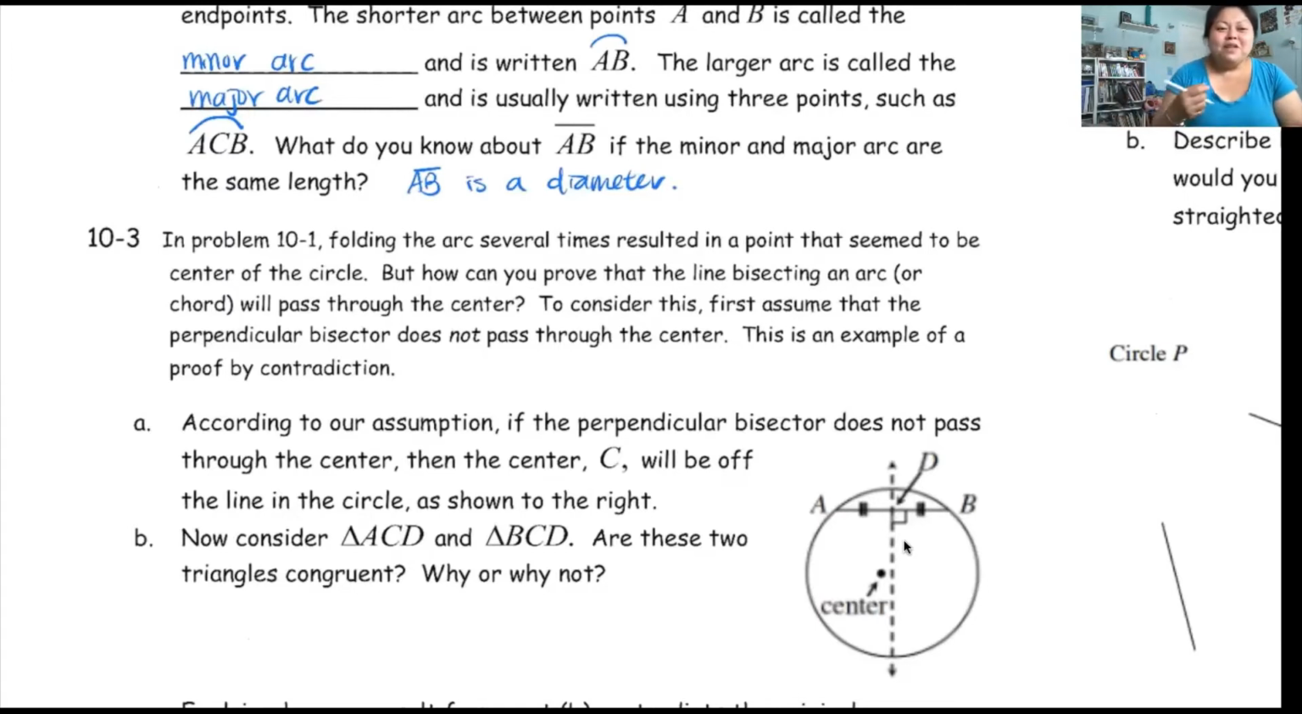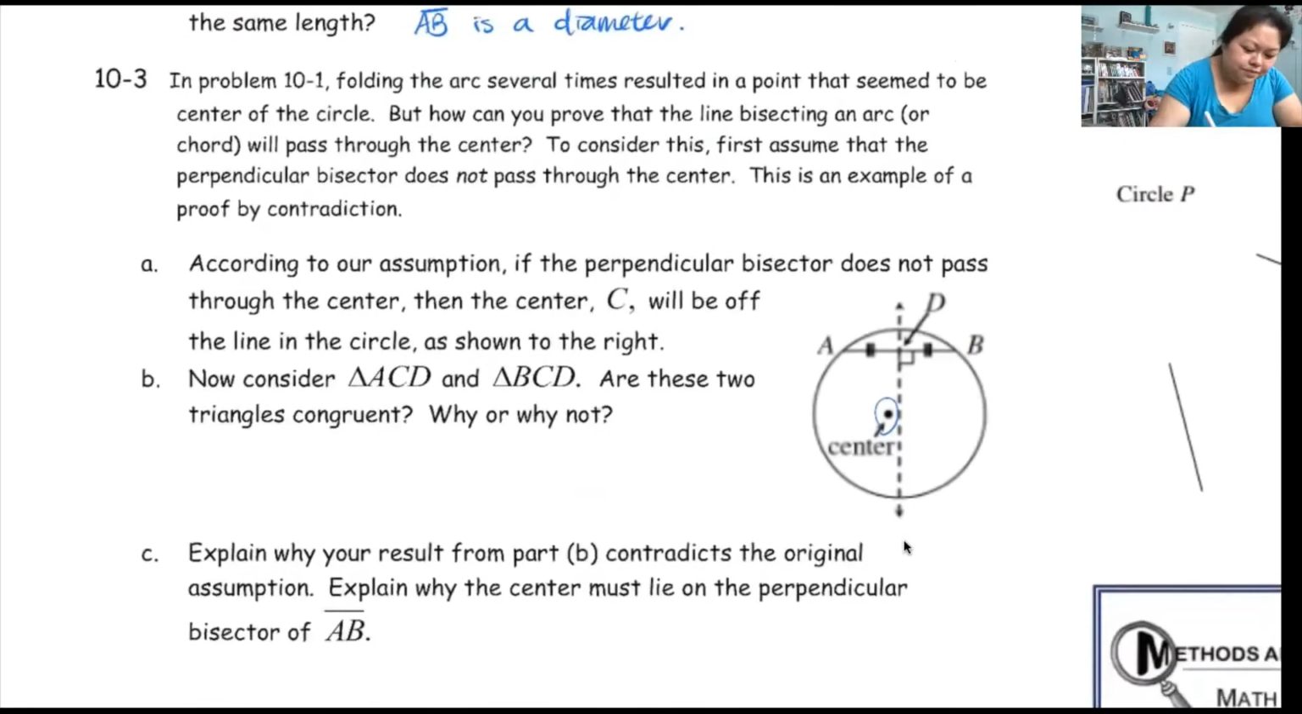Okay. All right. So according to our assumption that the perpendicular bisector does not pass through the center, then center C will be off the line in the circle as shown to the right. So center is going to be on the side here, right? Now consider triangles ACD and BCD. Are these two triangles congruent? Why or why not? Well, let's see. So ACD and BCD. Are they congruent?